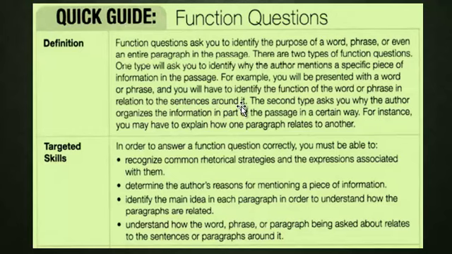For example, a word or a phrase is given to you and you are asked, what is the function of this word, what is its usage and how does it relate to the other words in this sentence. The second type asks you why the author organized the information in part of the passage in a certain way. So here the author asks you about the overall organization of the ideas.